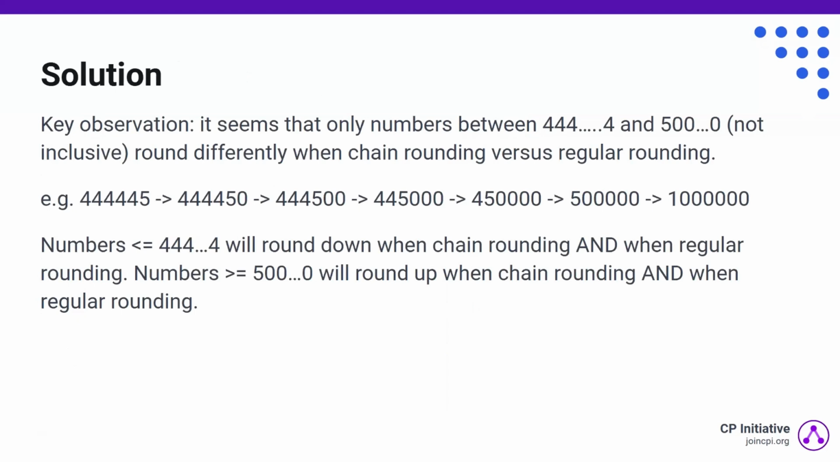So this is part 1 of the solution. The key observation is that only numbers between 4444... and 5000..., not inclusive by the way, will round differently when chain rounding versus regular rounding. I have this example written now. I'm not going to read it out because it's a lot of numbers, but you get the idea. All numbers in such patterns will round differently when chain rounding versus regular rounding. Any numbers below that will round down in both cases, and any numbers above that will round up in both cases.